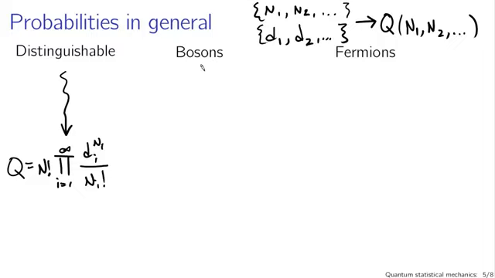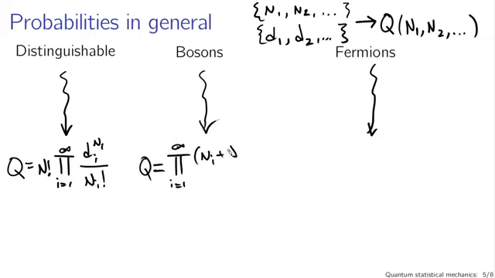You can make similar arguments for bosons and fermions, and what you get, for instance, for bosons, is that Q is simply a product now, from i equals 1 to infinity, of (n sub i plus d sub i minus 1) factorial divided by n sub i factorial times (d sub i minus 1) factorial. That is your expression for bosons.